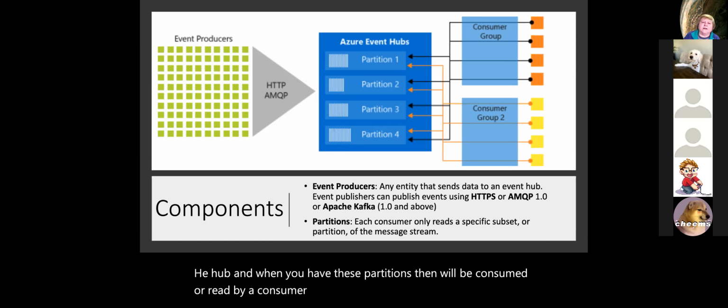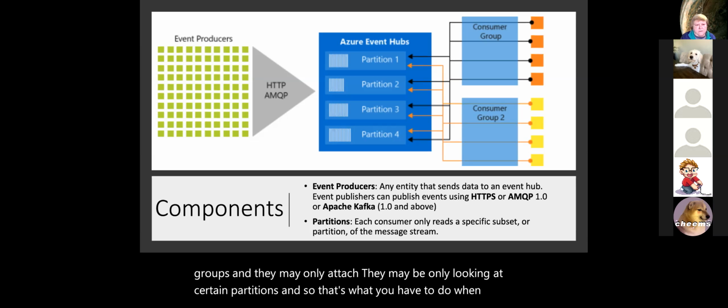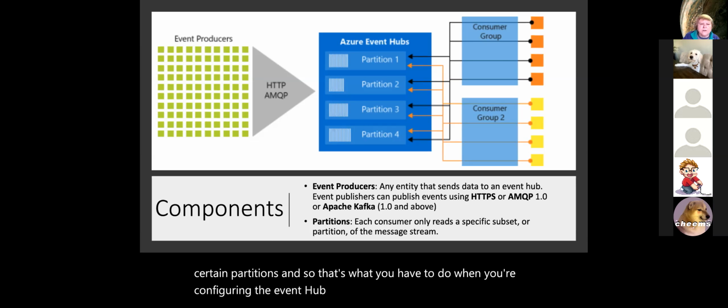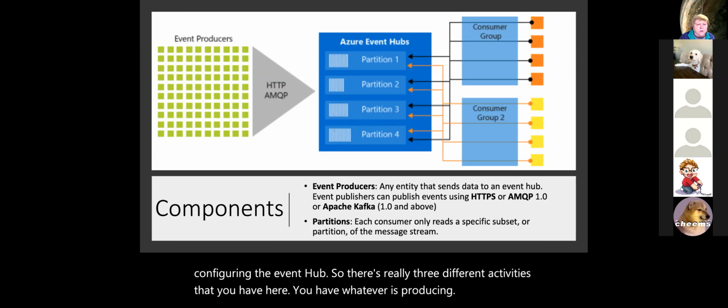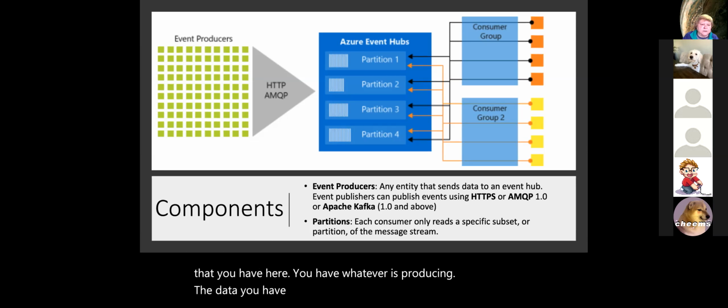And you can set up various consumer groups, and they may only be looking at certain partitions. That's what you have to do when you're configuring the Event Hub. So there are really three different activities here. You have whatever is producing the data. You have these event hubs, which will take the data in and may partition it. And then you have something that's consuming it on the other side, and you may have multiple things consuming it. These may be doing analysis or storage or whatever.